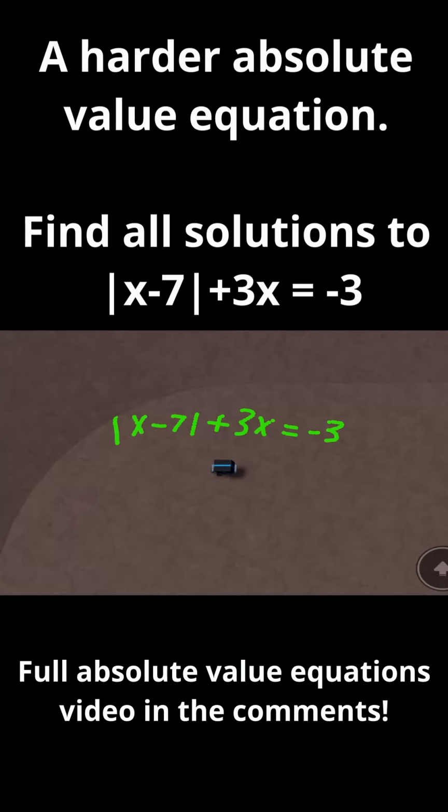This example says the absolute value of x minus 7 plus 3x is equal to negative 3. To solve this, subtract 3x, so I can isolate the absolute value. That gives me the absolute value of x minus 7 is equal to minus 3 minus 3x.